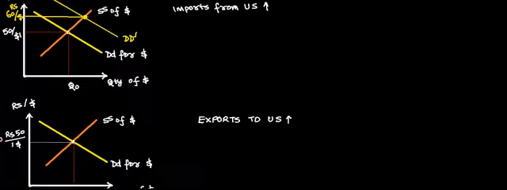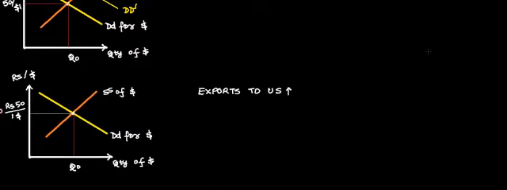Suppose exports to US increase. Foreigners here would need to pay in Indian rupees. So demand for Indian rupees will increase. So foreigners will be supplying their dollars in India and converting those dollars into Indian rupees. And when that happens, supply of dollars in the market would increase.